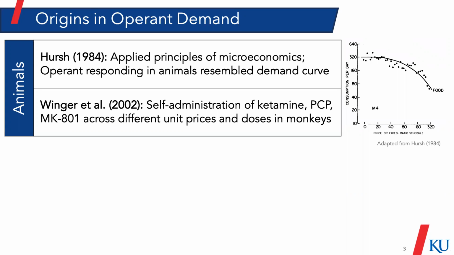And then, as Jim mentioned in his talk, the study by Winger in 2002 looked at self-administration of ketamine, PCP, and MK801 at different unit prices and different doses in monkeys. What they found was that the within-dose elasticities were equivalent, but Hirsch and others reanalyzed that data and showed that there were differences in the overall elasticity, or level of demand, across these substances.